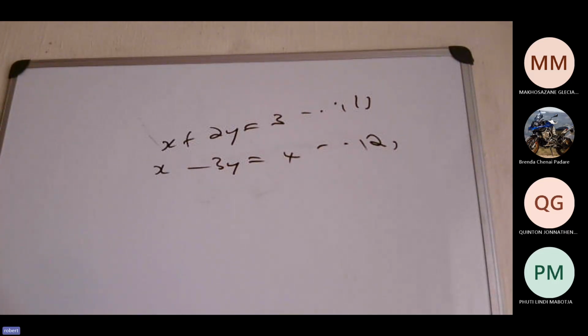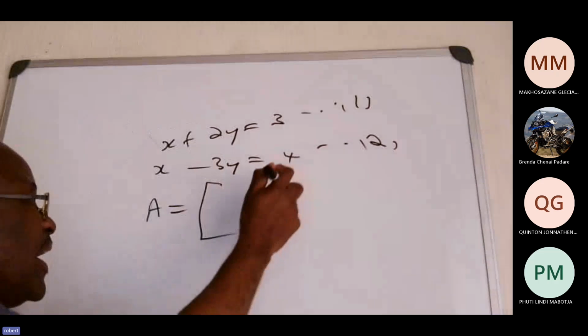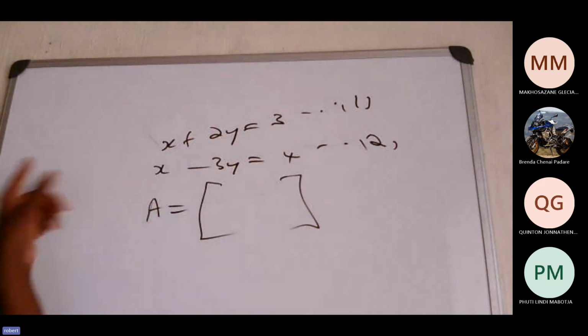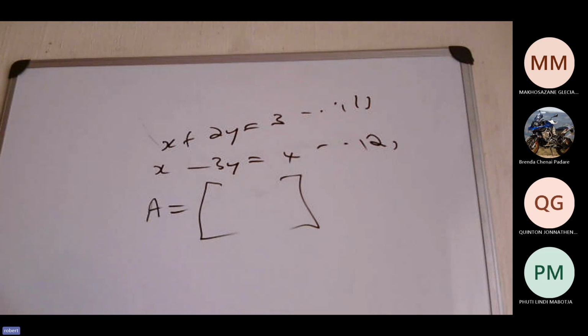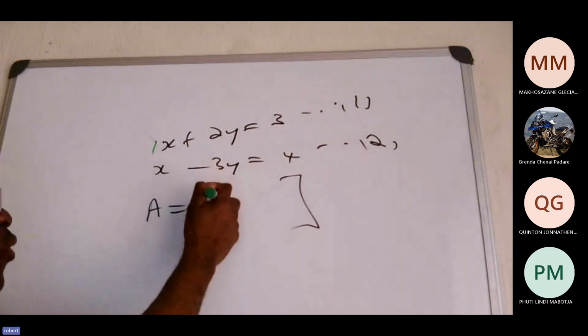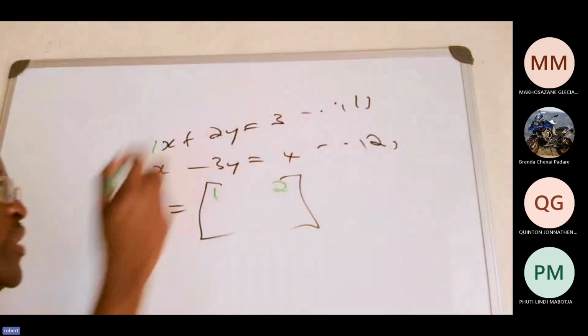Then from there, what do you do? Cramer's rule. Then you form what is called the coefficient matrix. Then you say the coefficient matrix, you can call it any name, A or B or whatever capital. Then you write only the numerical coefficients of the first equation. We know there is 1 here, then you write 1 here. Then there is 2 here, then you write 2 here.